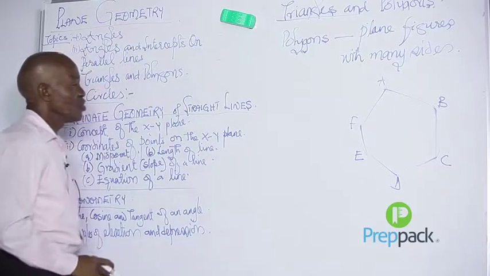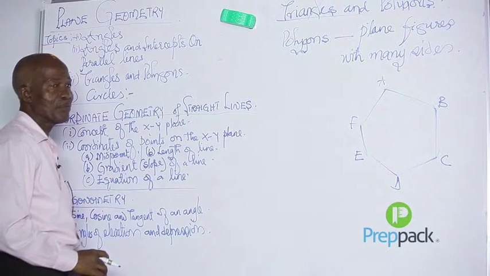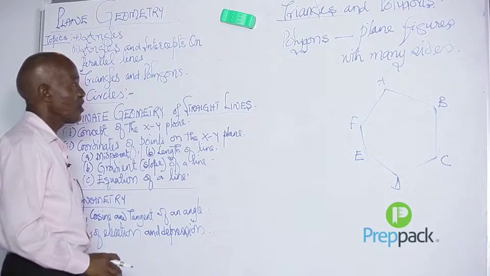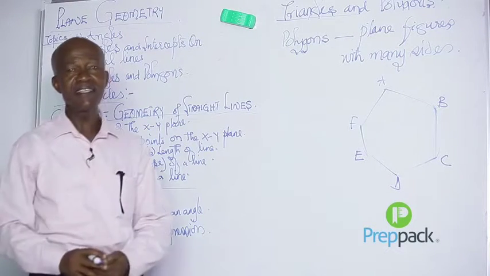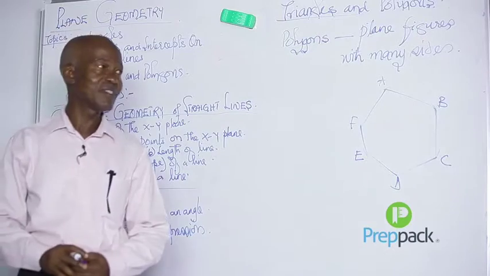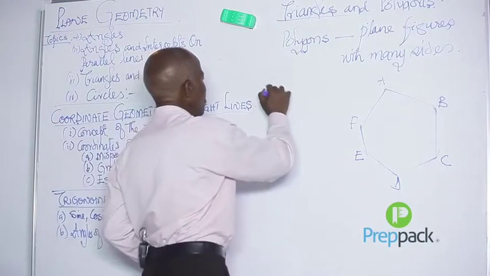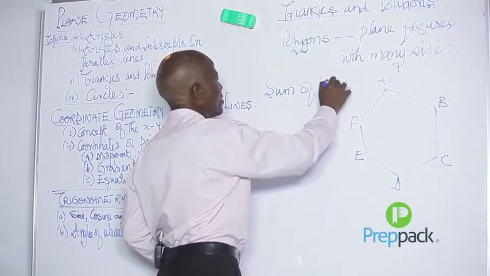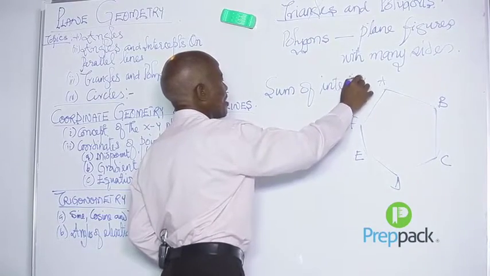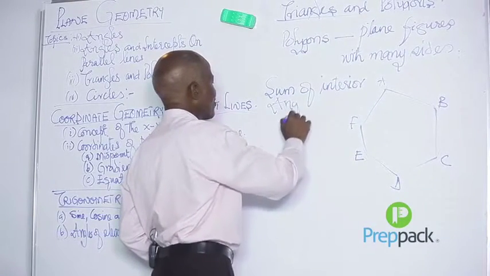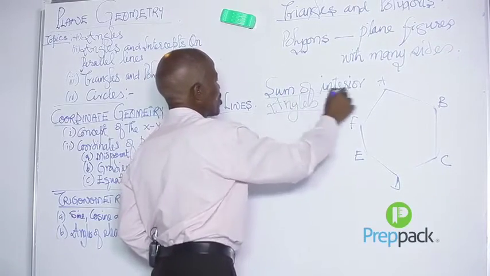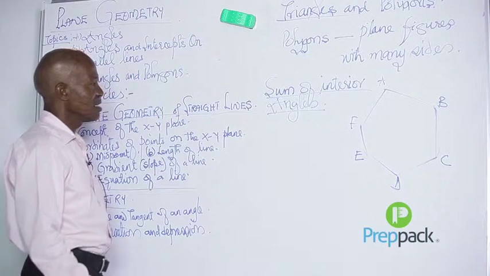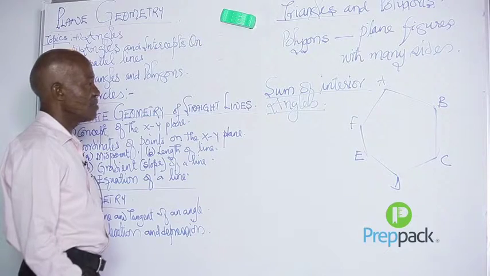How do I get the sum of the interior angles? How also can I get the exterior angles of these? First, let's look at the sum of interior angles. Okay, sum of interior angles. We can derive it. Yes, it could be derived.